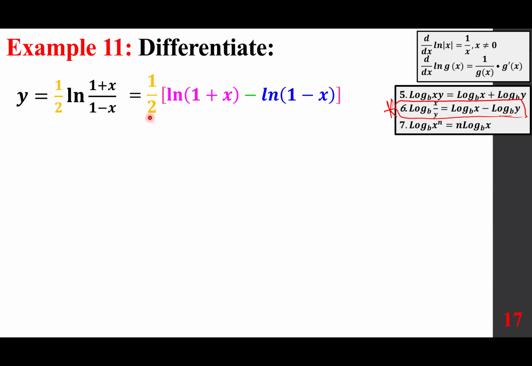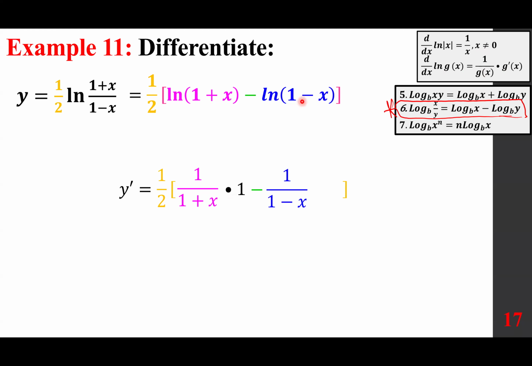How do we differentiate this? So y prime is 1/2. You keep the 1/2, and you're going to differentiate this one and then differentiate this one. To differentiate this one, we are going to go with the derivative of ln of g of x, which means we are going to flip this over. 1 over 1 plus x, 1 over g of x, times g prime. The derivative happened to be 1, but I highly recommend you write it. Minus 1 over g of x again, minus, flip this over, 1 over 1 minus x times g prime.